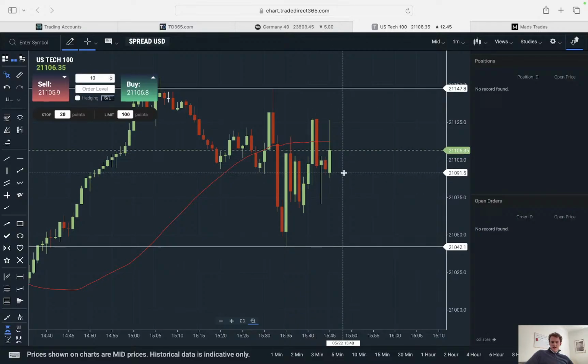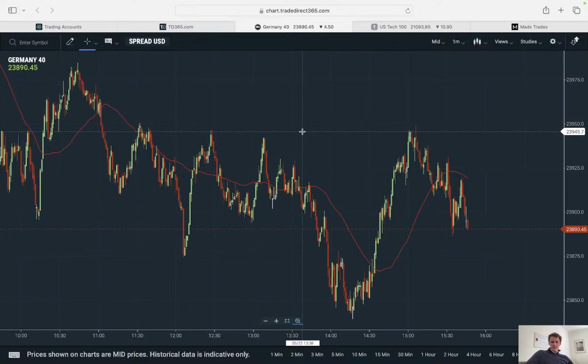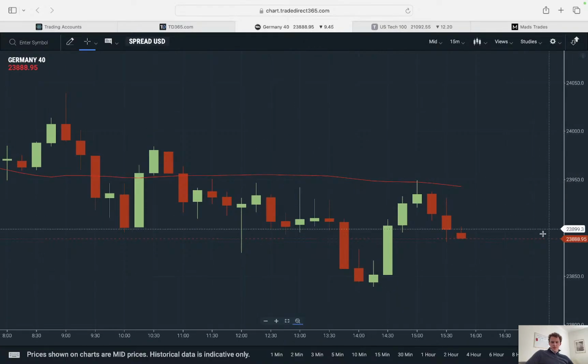Let's see here if it's gonna come back. The DAX looks actually easier, so we could potentially take a short position on the DAX.